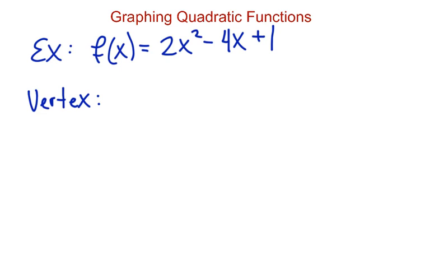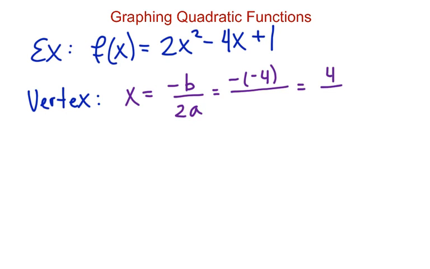So to find our vertex here, we'll start with finding x by using negative b over 2a. In our example, the b value is negative 4, so negative b will really be 4. And twice our a value here looks like twice 2, which is also 4. So the x value of the vertex is 1.